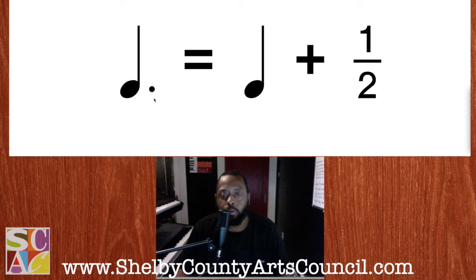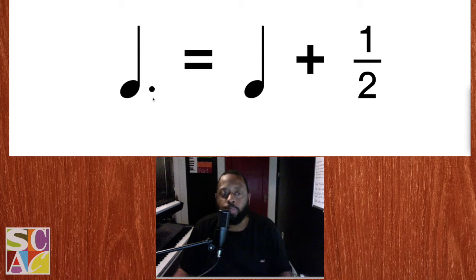The dot represents that the note is going to be increased. In this case, the quarter note is going to be increased by 1/2 of a beat. Thus being said, this now turns into a dotted quarter note. Now notice the dot is after the quarter note, but you always say dotted quarter note.